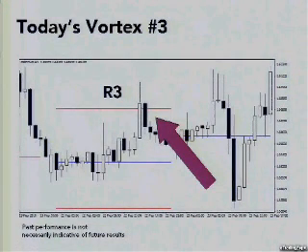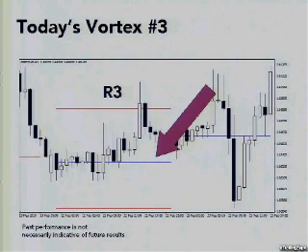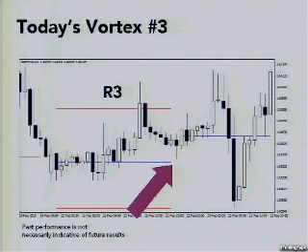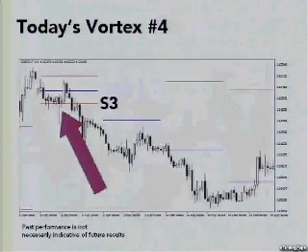Here's another example. A currency pair rises up to R3, and then that's the profit target down there, the daily pivot. And you can see that it doesn't get to the daily pivot. It gets close to it. You want to be out by that time. That's why the buffer zone exists in the first place.